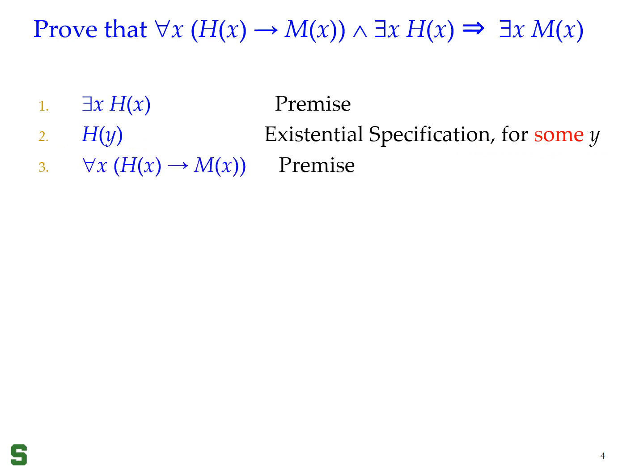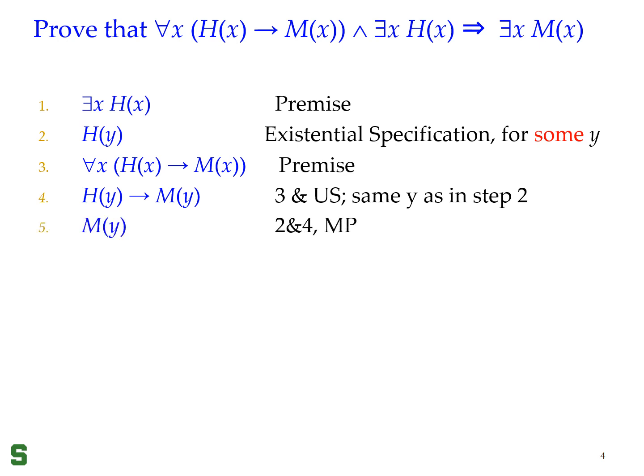Let's use the other premise. For all x, h of x implies m of x. Now, I'm going to instantiate this, setting x equal to y. Now remember, x is a variable here, y is some specific human being. And I can instantiate that, which will give me h of y implies m of y. Now I can apply modus ponens to get m of y.